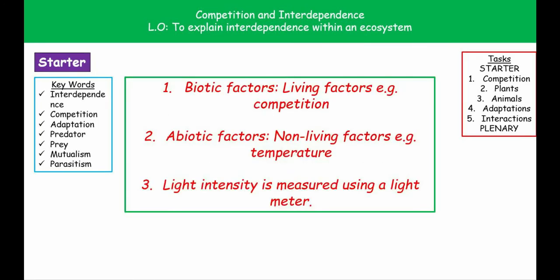Let's check those answers then. Question 1, biotic factors are the living factors. That would be things like competition between different species or within a species. Second one, abiotic factors. These are the non-living factors, things like temperature. And our third one, we would measure light intensity using a light meter. So tick any you got right, add up your scores out of 3 and write that in your books for me.